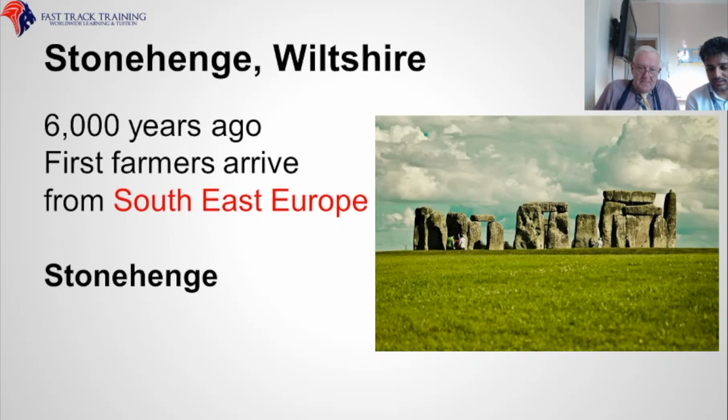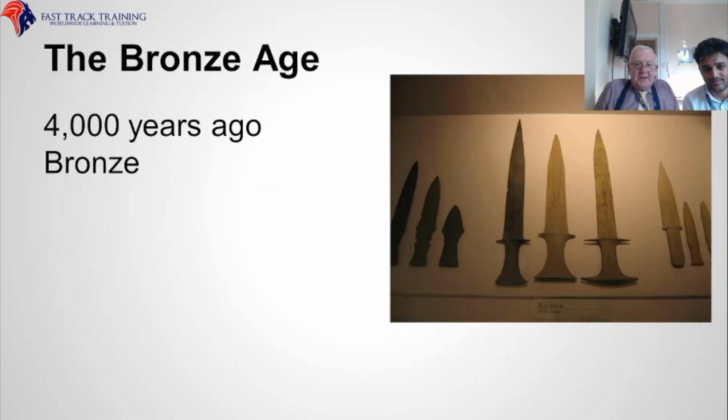Would you like to do the next one? Yes, please. The Bronze Age started 4,000 years ago, and it was characterized by implements and tools that were made of bronze, which is a more efficient tool than stone, because it can be sharpened.